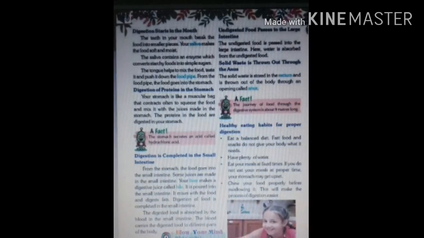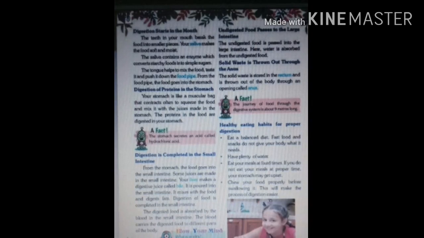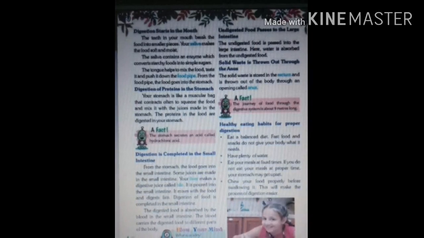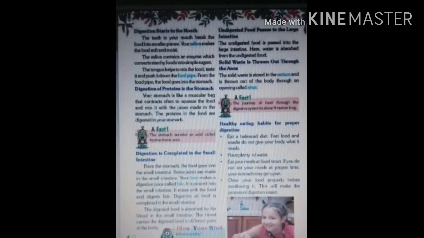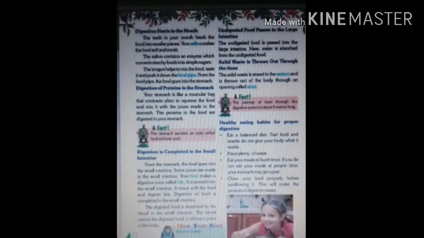Now we have seen, children, the protein is digested in the stomach and the fat gets digested in the small intestine. The digested food is then absorbed by the blood in the small intestine. The blood carries the digested food to different parts of the body.